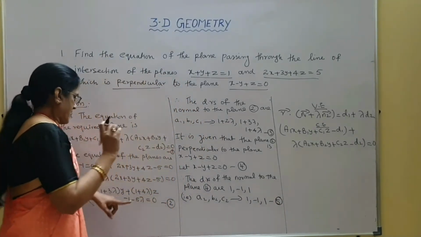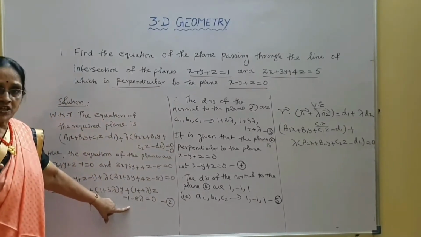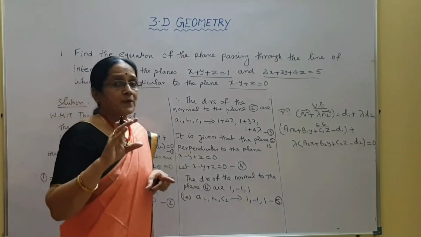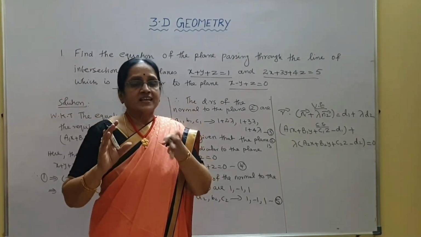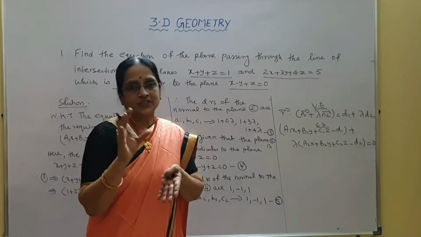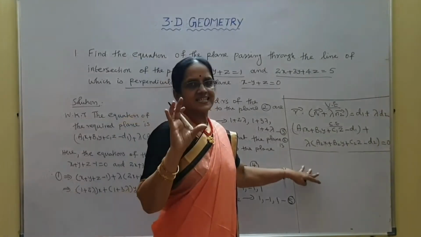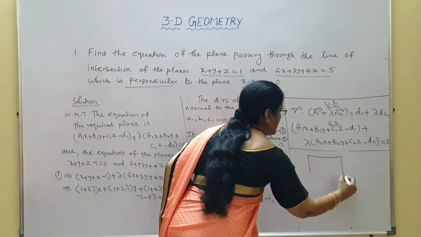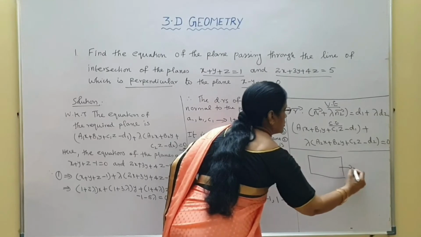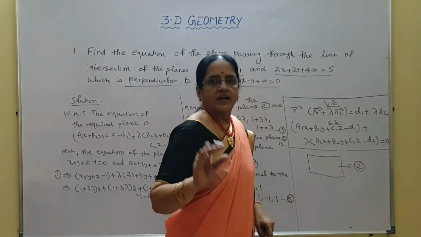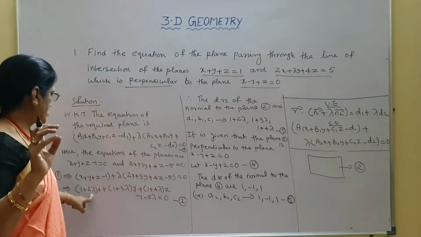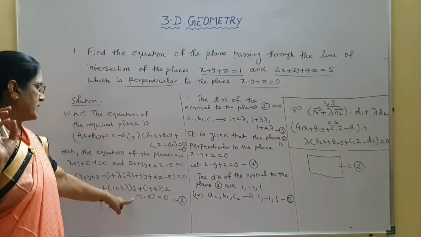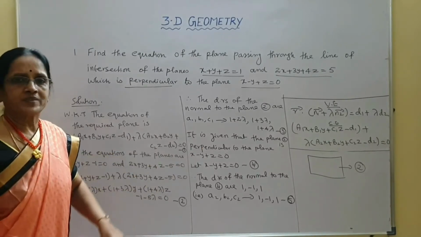Now, since plane 2 is perpendicular to plane 4, what will happen to the normals of those two planes? They will also be perpendicular to each other. Now, just consider this rough diagram. This is the plane 2. That is this equation of the plane: 1 plus 2 lambda into x plus 1 plus 3 lambda into y plus 1 plus 4 lambda into z minus 1 minus 5 lambda equal to 0.